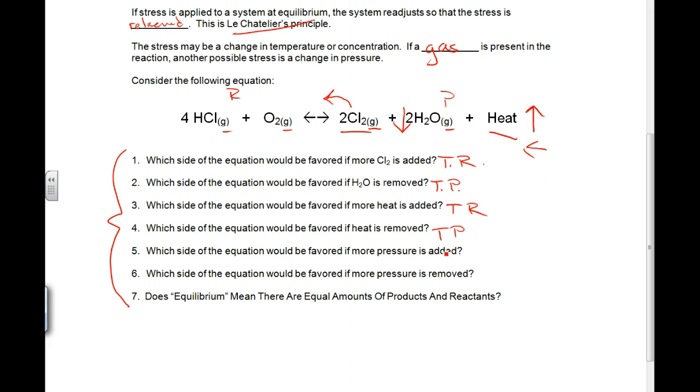Which side of the equation would be favored if more pressure is added? I have 4 moles here, 5 moles here, so I would go towards the side with fewer moles. That would be towards products. Which side of the equation would be favored if pressure is removed? Towards reactants. And this is a big fat no.